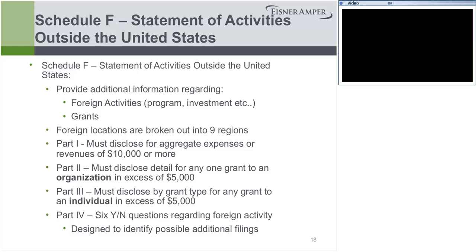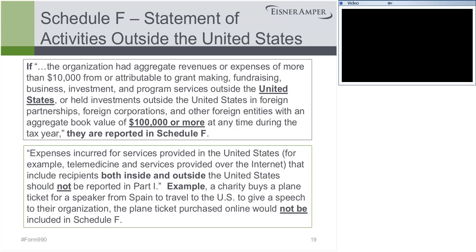In terms of the foreign investment, if the only foreign activity you have is because you have an offshore investment, it would have to be over $100,000 before you would fill this out. So there's all sorts of different numbers that we're looking at and different thresholds for what we reply to. Okay. And again, here's where I mentioned the fact that the foreign investment would have to be over $100,000 before you would disclose. And it's also important to know that the expenses incurred for services provided in the United States.